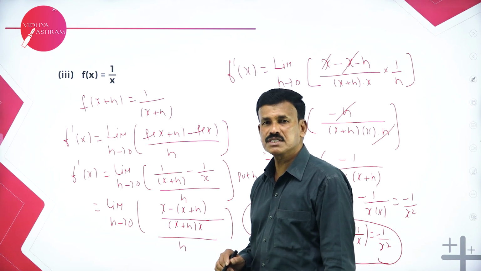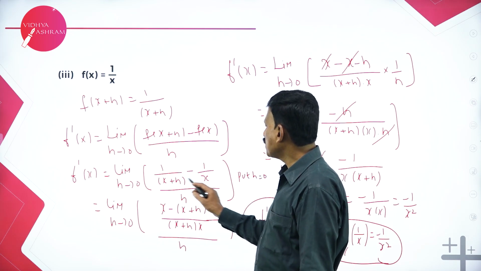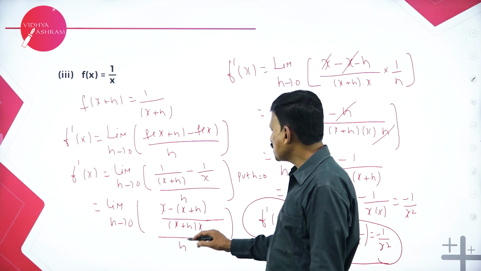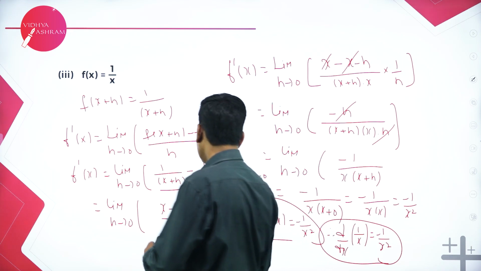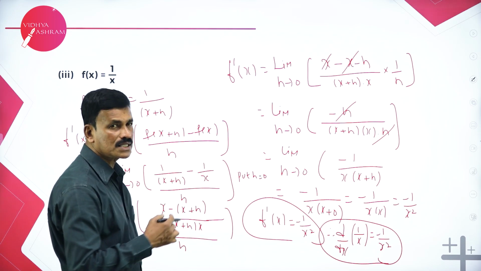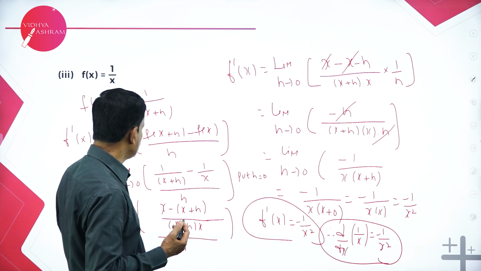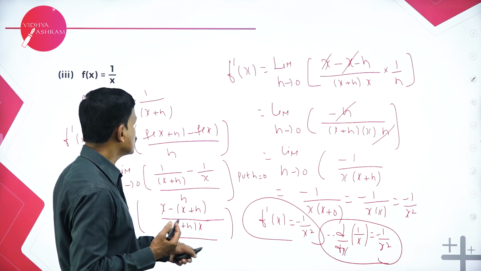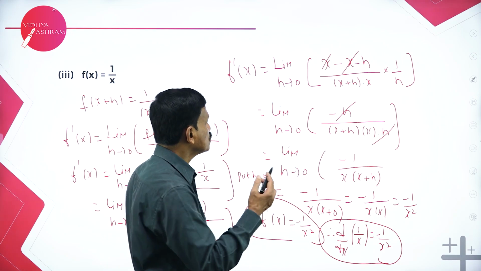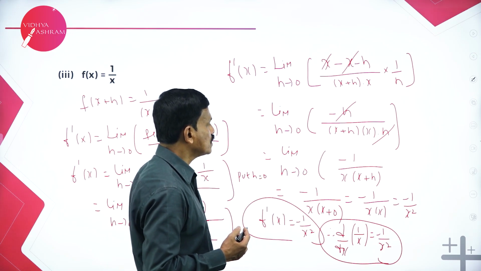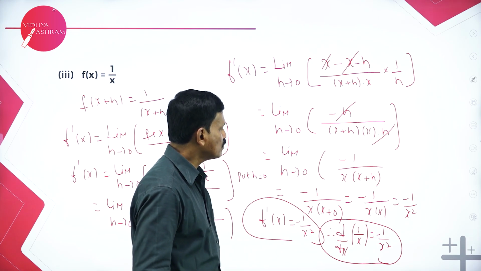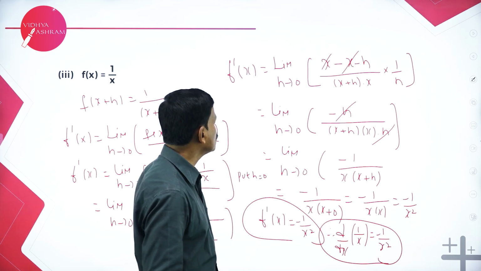Now take LCM and simplify. What is the LCM? X plus h into x is LCM. Cross multiply x minus x plus h divided by h. Now multiply by negative sign. Minus x minus h. Minus x and plus x gets cancelled. Minus h divided by x plus h into x, and bring this to the numerator. Just this can also be written as 1 over h. So minus h divided by x plus h into x into h, cancel, h and h gets cancelled. What is left is minus 1 over x into x plus h, right?